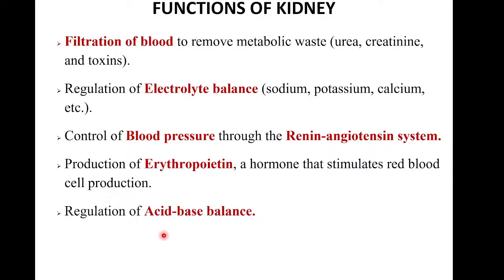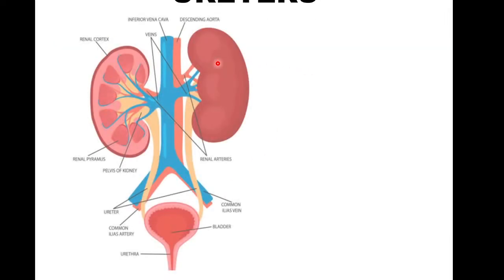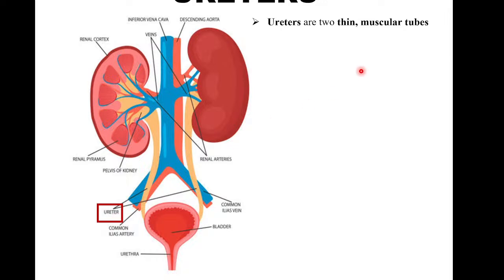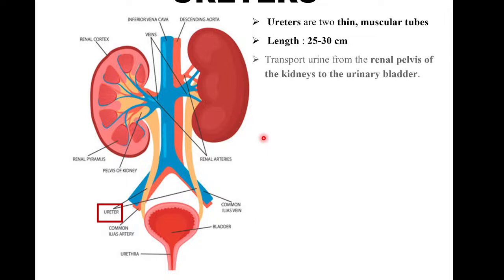Let's see the next structure of our excretory system, that is the ureters. You can see two ureters, one from each kidney. From the left kidney one ureter is coming down, and from the right kidney one ureter is coming down. These ureters are thin muscular tubes, about 25 to 30 centimeters in length. They play a very important role in transporting urine from the renal pelvis of the kidney to the urinary bladder.